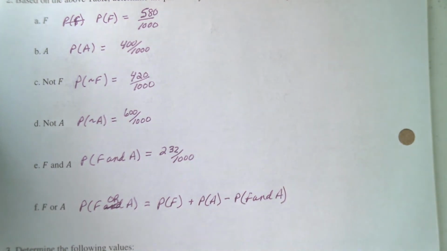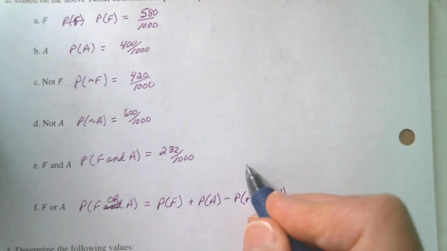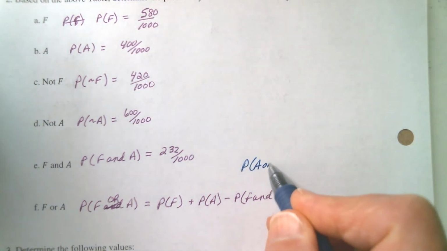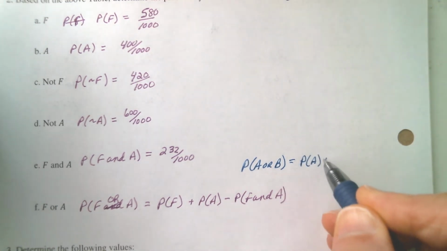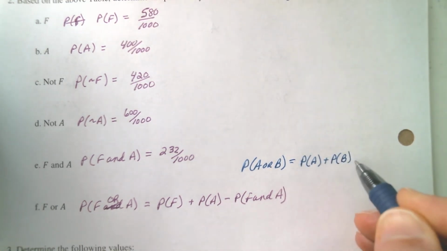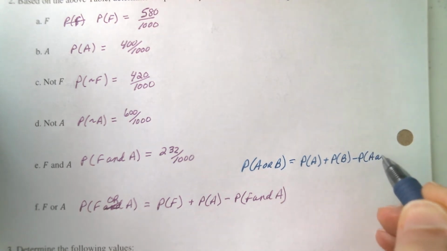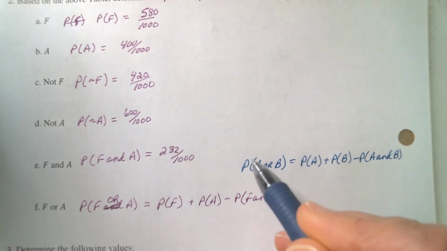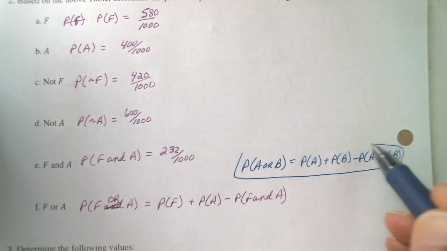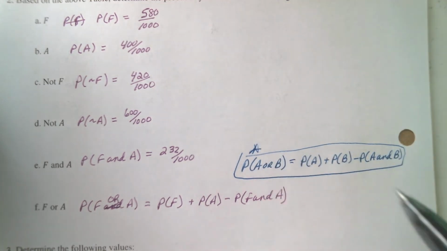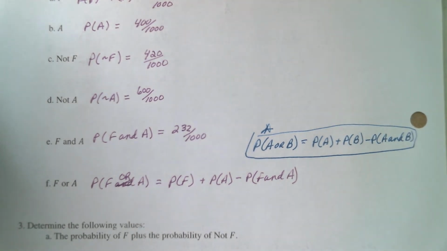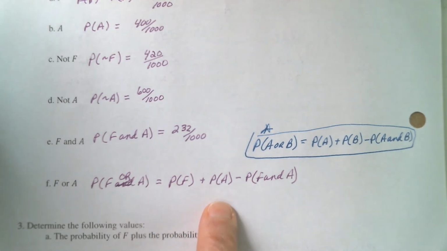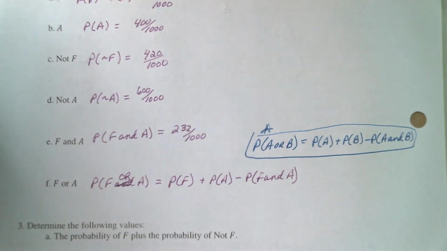You need to know that formula. Probability of A or B, the general form, is equal to the probability of A plus the probability of B minus the probability of A and B. You'll have to memorize that. So the probability of F or A is equal to the probability of F plus the probability of A minus the probability of F and A.